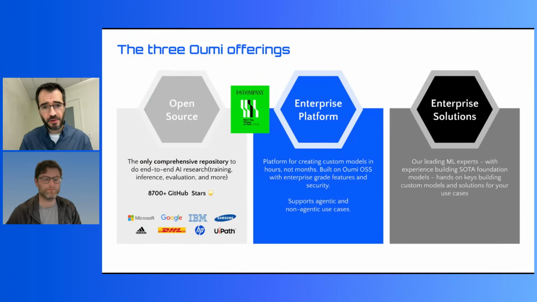Oumi does it in 3 different ways. The first one is the open source that we're going to be focusing on today in the hackathon. It's an end-to-end repository that gives you all the tools you need, from pre-training, post-training, full fine-tuning, parameter-efficient fine-tuning, RL techniques, evaluation, all the tools that you need to develop your own custom AI. It's already over 8,700 GitHub stars. It's being used by engineers in many of the most notable companies. It also recently won a Fast Company Next Big Things in Tech Award.